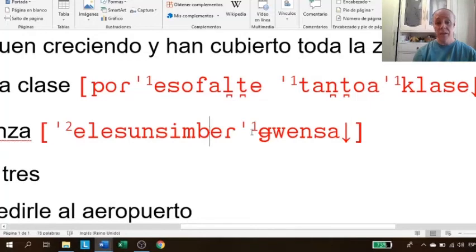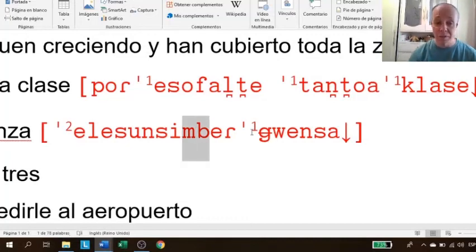The B is strong. Why? Assimilation. The previous sound forces the B to be strong. Sinvergüenza. The B after a nasal becomes strong. The spelling is sinvergüenza, NV, but the pronunciation is bilabial assimilation, sinvergüenza. Okay, we speak like that.